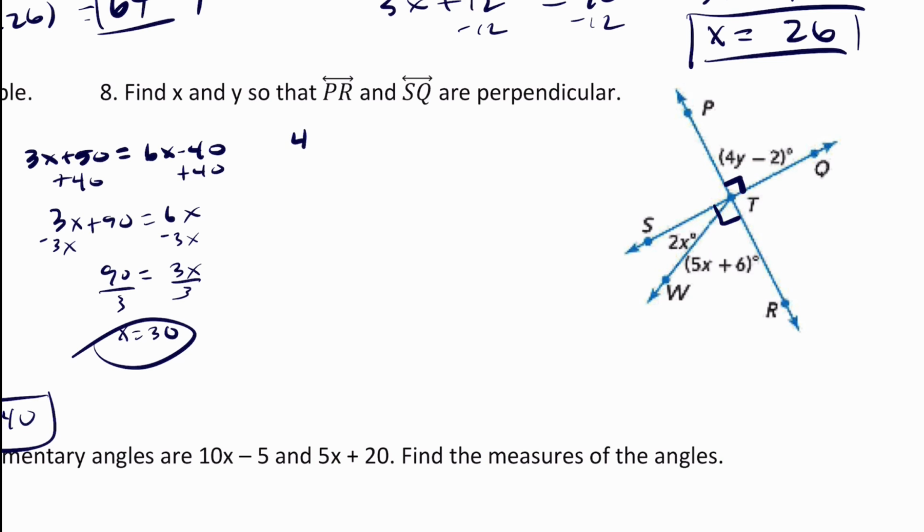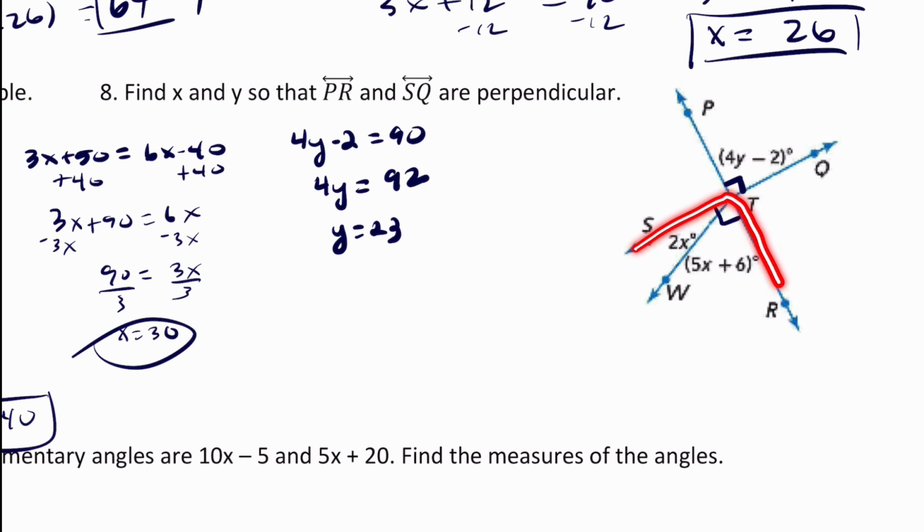So I will do 4y minus 2, which is equal to 90, and then we're going to add both sides by 2. So y is equal to 23. So we already figured out what y is, and now we need to figure out what x is. So now take a look over here.